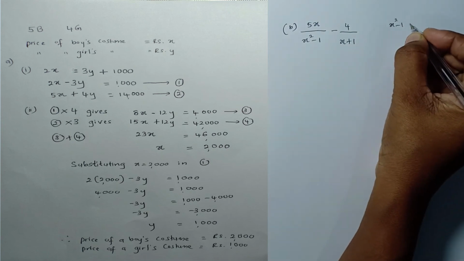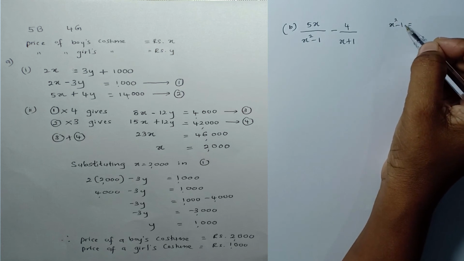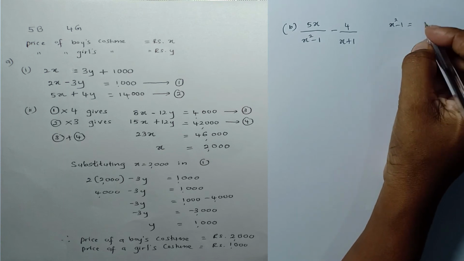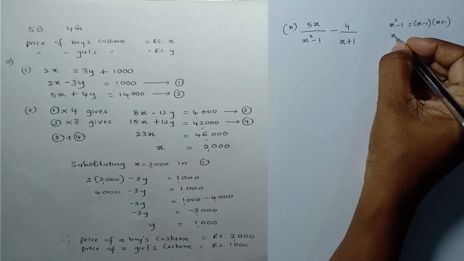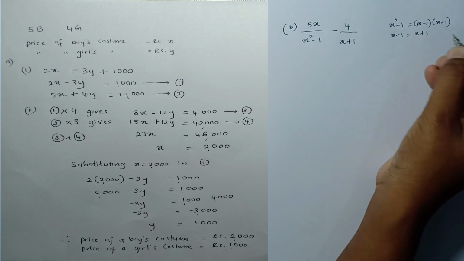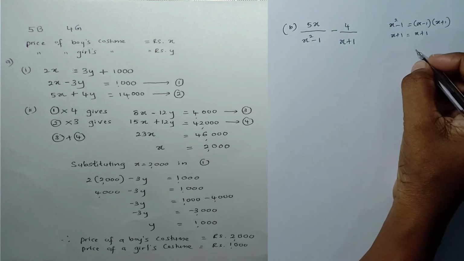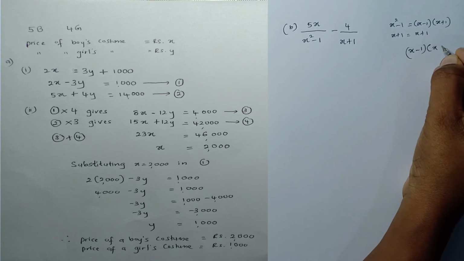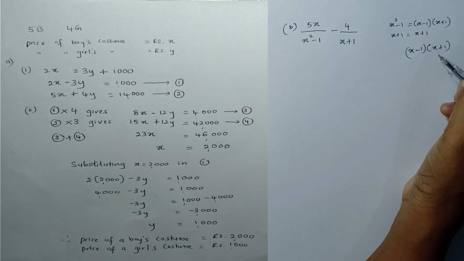x squared minus 1. What are the factors? Here x squared minus 1, you can rewrite this as x squared minus 1 squared. Therefore you can apply the factors of the difference of 2 squares. Therefore x squared minus 1 factors are x minus 1 and x plus 1. Here x plus 1, the factor is the same, x plus 1. Then what are the factors of these two? x minus 1 and x plus 1. What are the highest powers? x minus 1 highest power is 1 and x plus 1 also highest power is 1. Therefore this is the lowest common multiple.